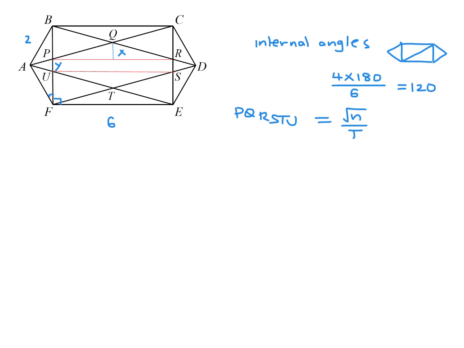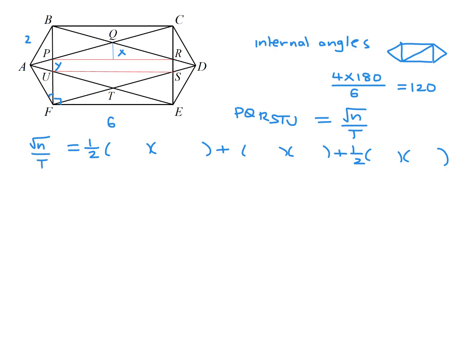So here we go. PQRSTU we can divide into two triangles. So we have 1/2 base times height, right, for that top triangle PQR, and then the rectangle PRUS, which would just be length times width, and then another 1/2 base times height for the bottom, and that whole thing is this root n over t.